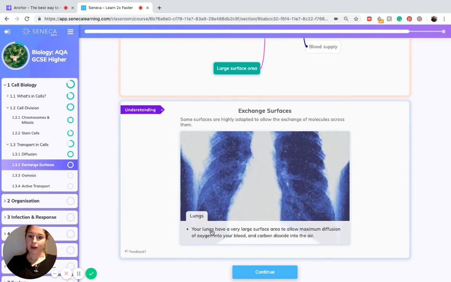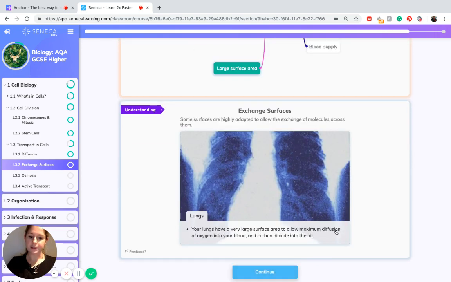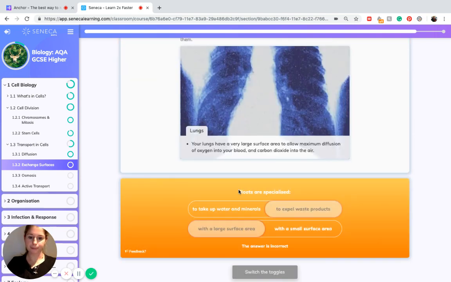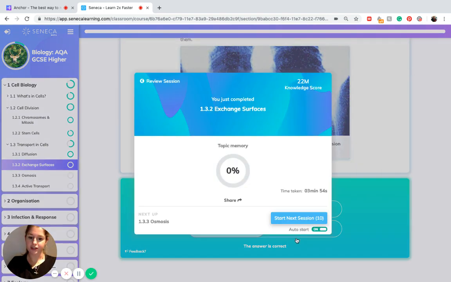So let's just look back on the lungs, which we just learned about as a specialized exchange surface in mammals. Lungs have a very large surface area, which, as we just recapped on, is an exchange surface adaptation. This allows maximum diffusion of oxygen into your blood and carbon dioxide into the air. So we know that roots are a specialized feature in plants specifically. They're designed to take up water and minerals, and they have a large surface area.